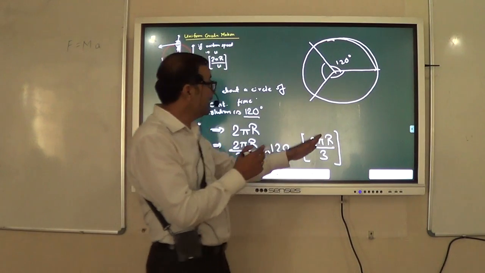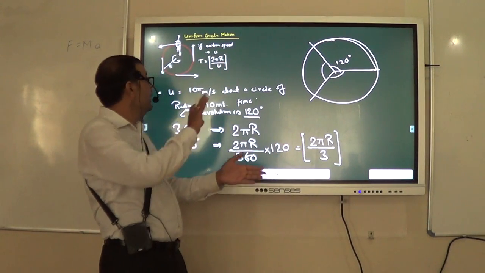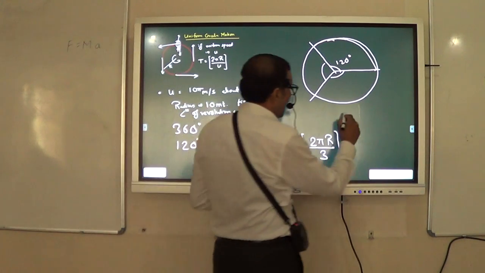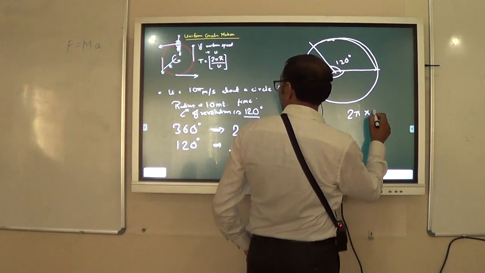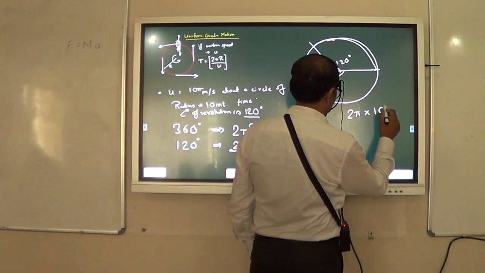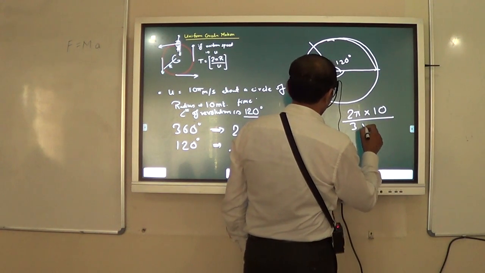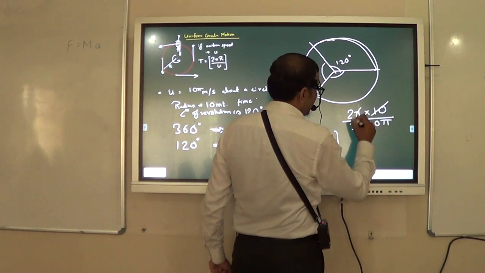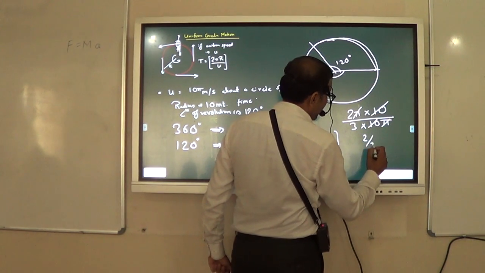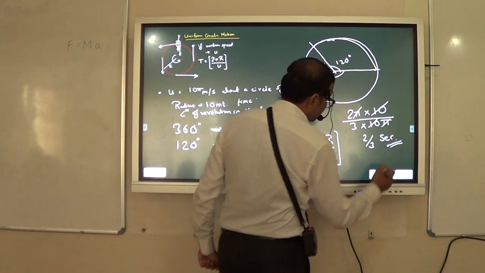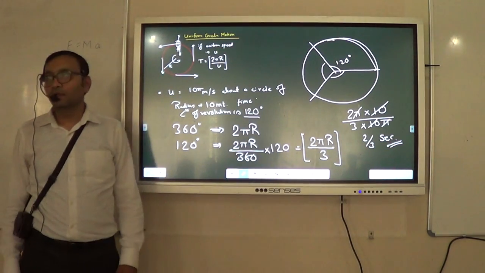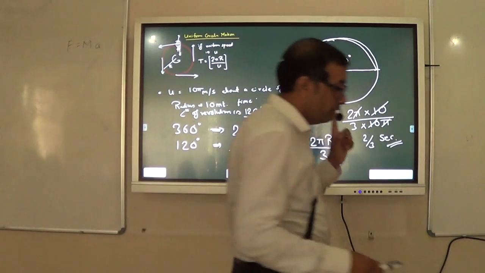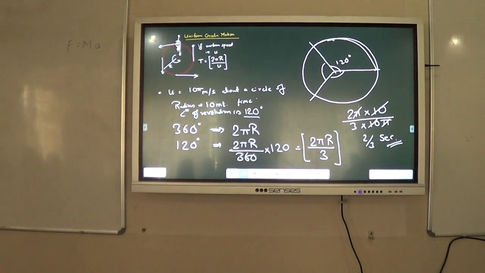Right? So 2 pi r divided by 3 divided by the speed. Okay? Now r is how much? R is 10. 2 pi r divided by 3 divided by 10 by pi. So 10 pi goes away, you get 2 by 3 seconds. Understood? Okay?